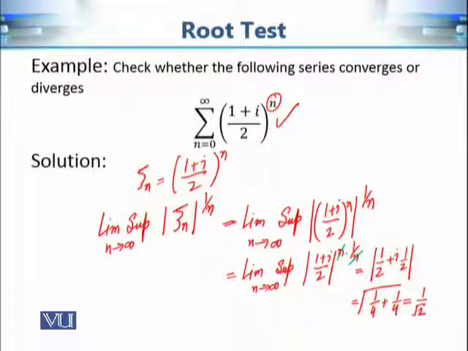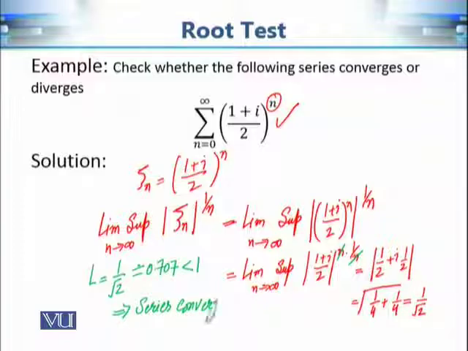Or 1/2, or 1/√2. Now in this case we can see that L is equal to 1/√2, and 1/√2 is basically equal to 0.707, which is less than 1. So this implies that the given series converges. So that's how simple it is in this case to apply this root test to check the convergence or divergence of this series, and this series in fact converges by using the root test.